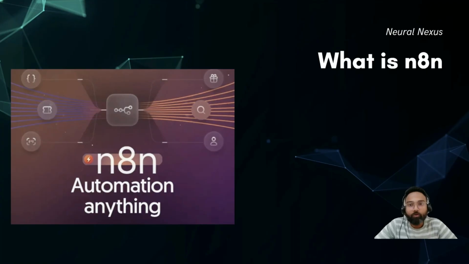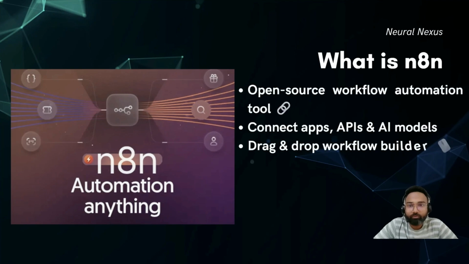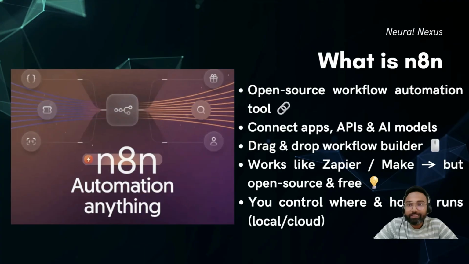So what exactly is n8n? n8n is an open source workflow automation tool. It lets you connect apps, APIs, and AI models. You build your workflow visually by just drag and drop. If you have ever used tools like Zapier or Make, it works the same. But here is the key difference. n8n is free and open source. That means you control where it runs, how it runs, and who controls your data.